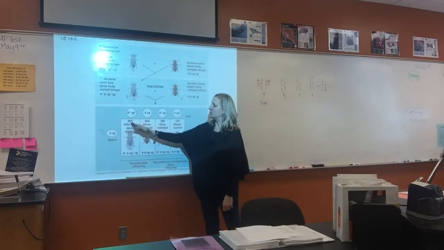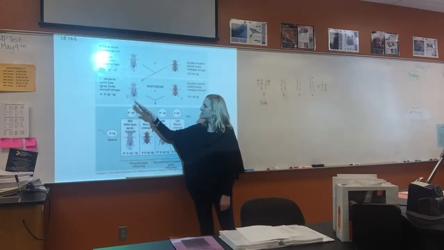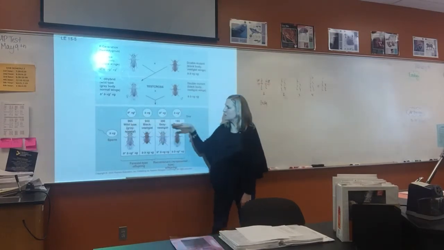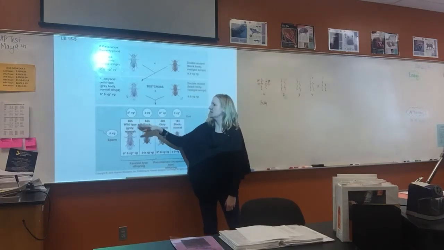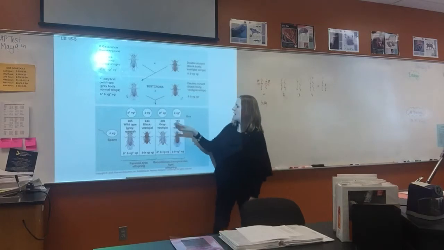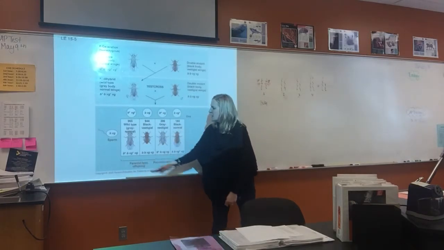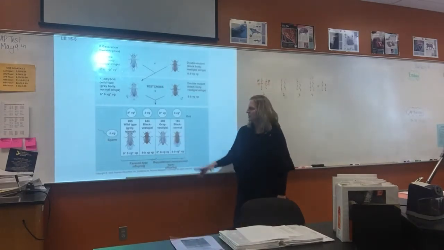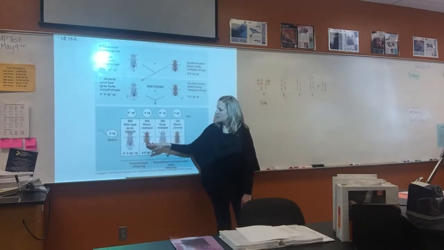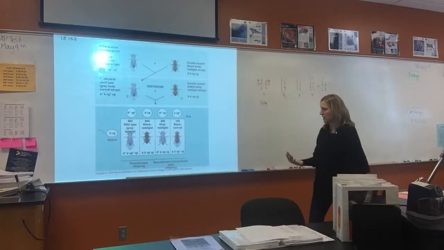If they're unlinked, you'd expect a 1-to-1-to-1-to-1 ratio. These guys ended up being linked, and so we still see all 4 phenotypes, but we get mostly these 2 that look like the parents, and just some of these due to recombination. Looking down here, it says these guys are parental type offspring. These 2 types here are called parental because they look like either one of the parents. So that's parental offspring.